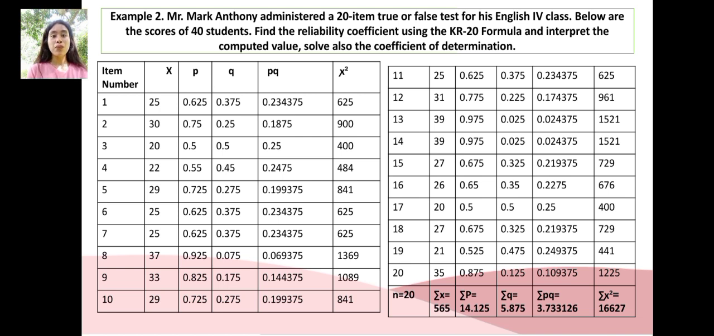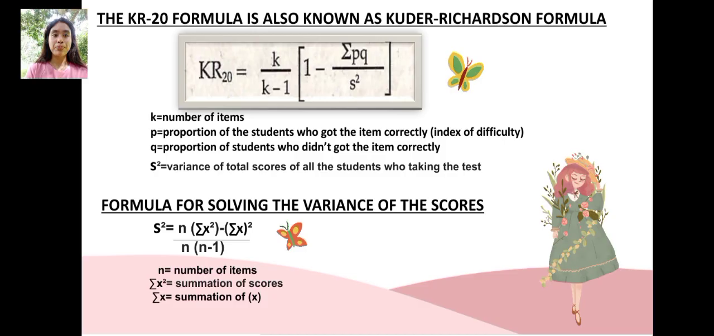As well as item number 2, 30 students divided by 40 students is equal to 0.75. Are you following? That's how we get the summation of P. So let's proceed to the summation of Q, the fourth column in the table. So, how do we get the summation of Q?